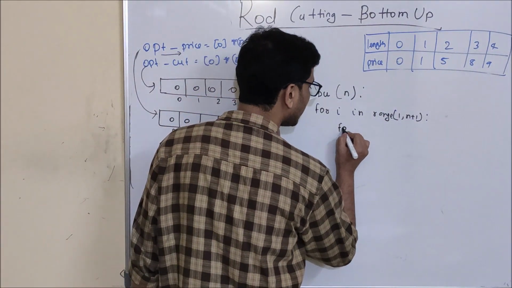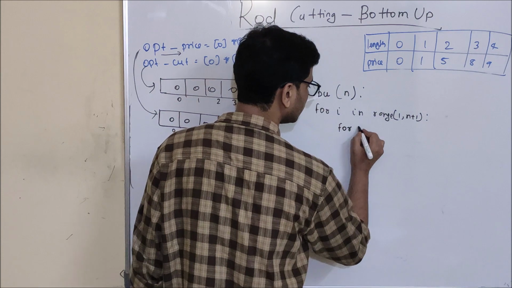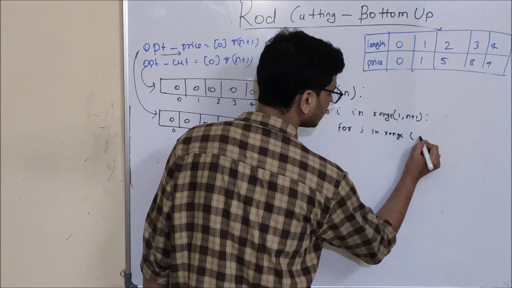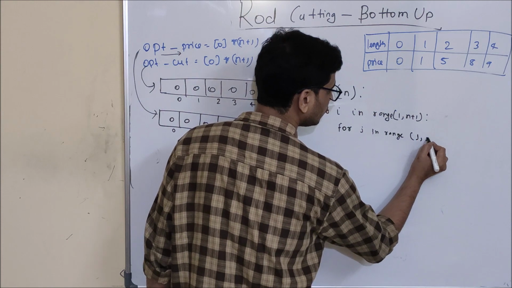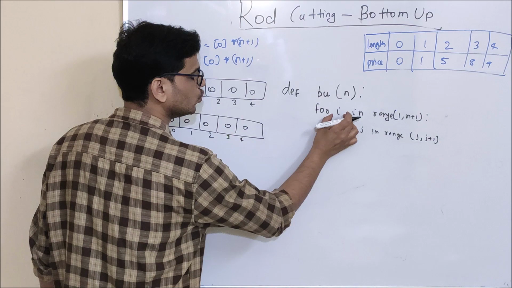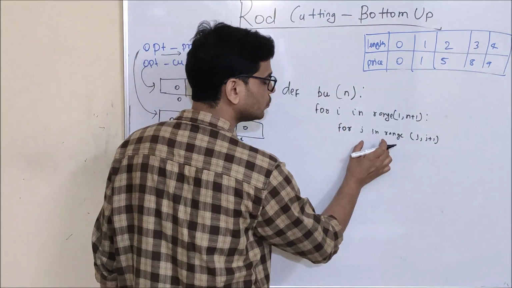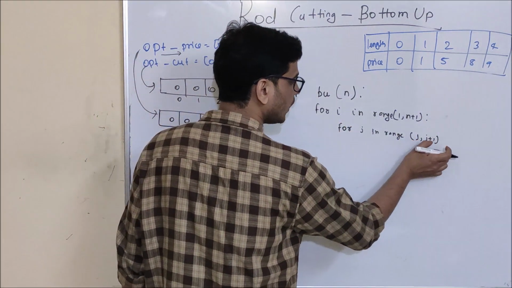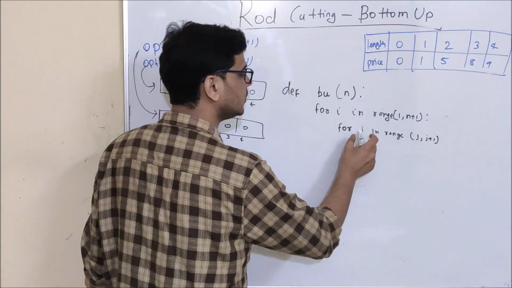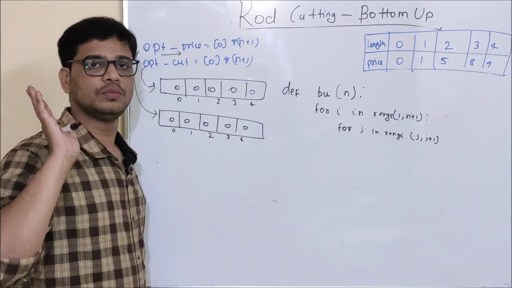And I will have a for loop under it: for j in range 1 to i plus 1. That is, suppose i is 2, then this for loop will run for 1 and 2. That is, it will give a 1 meter cut and a 2 meter cut.